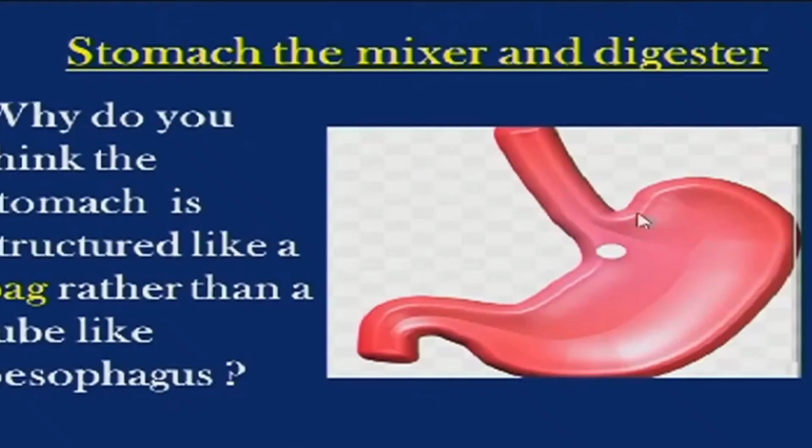Let us know the role of the stomach in the process of digestion. Stomach, the mixer and digester. This is the stomach, a bag-like or sac-like structure that is situated in the left upper part of our abdominal cavity. Students, why do you think the stomach is structured like a bag rather than a tube-like esophagus? In order to accommodate the food, the stomach is bag-like. It is not possible if the stomach is tube-like. It cannot accommodate or store the food.